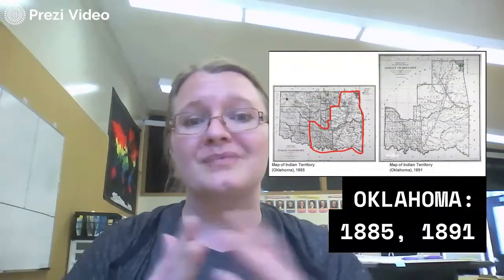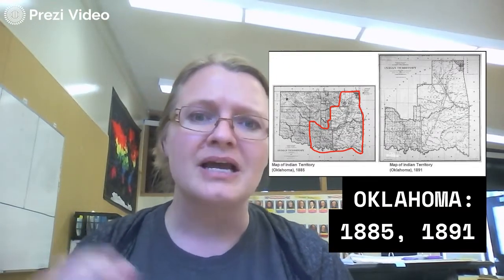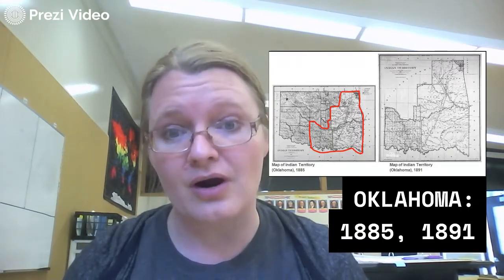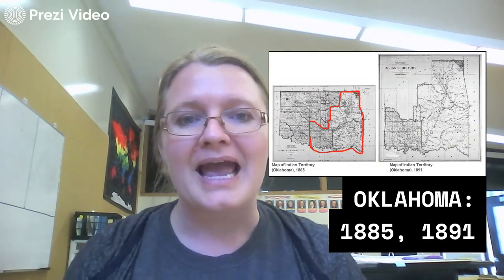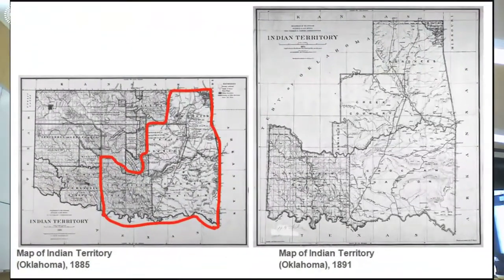As some of you saw on our image analysis from a little while ago, you also saw that the land that was promised to many Native American tribes started being cut down. So both of these images are from territory in Oklahoma, and all of this in this first map in 1885, all of that was supposed to be Native American territory. However, just 6 years later, it had been cut down. So this red mark is the second map, and now this is all that's set aside for Native American lands.